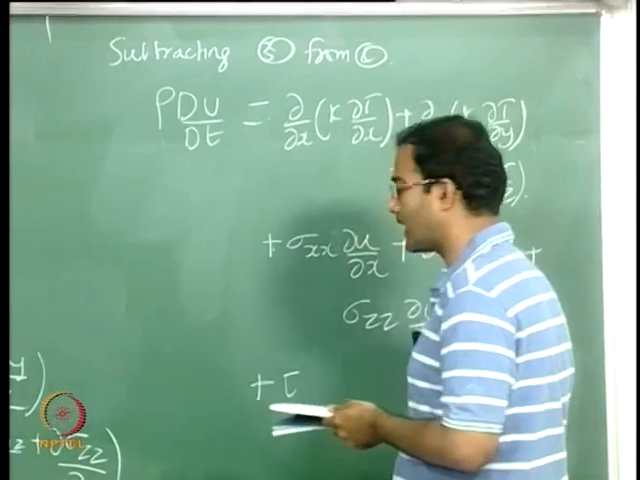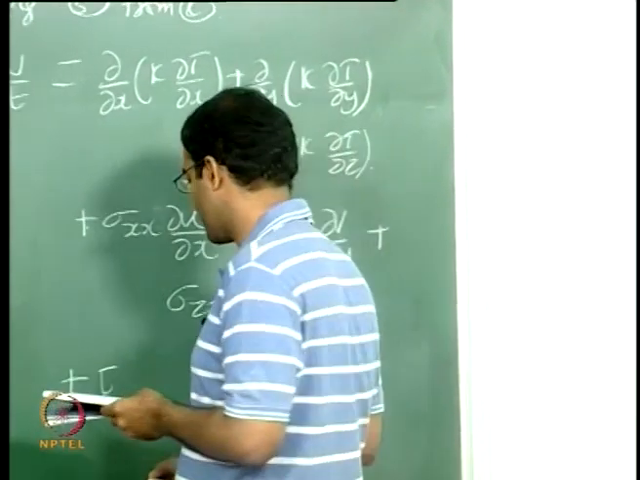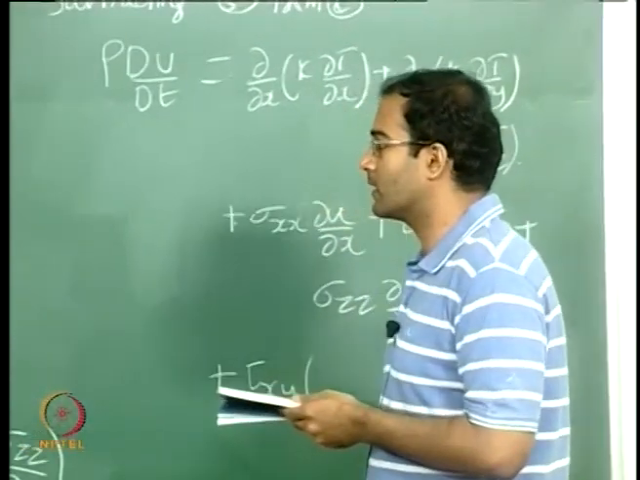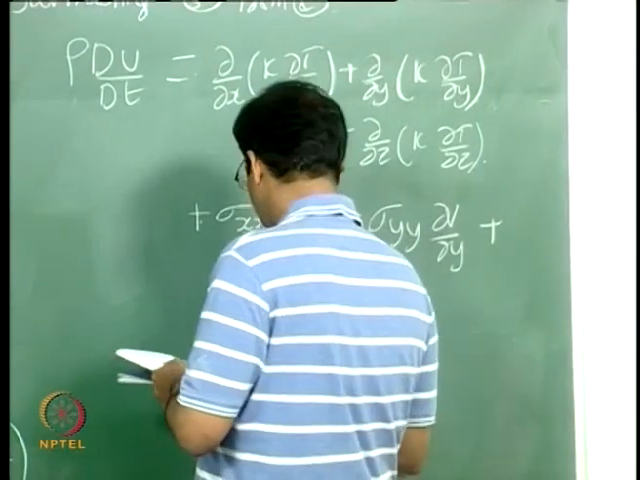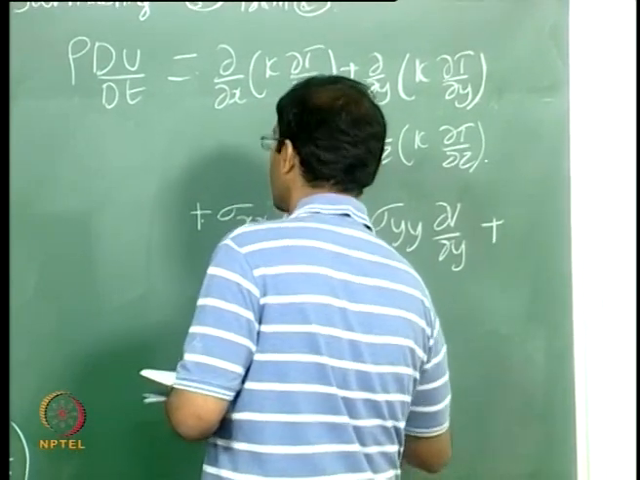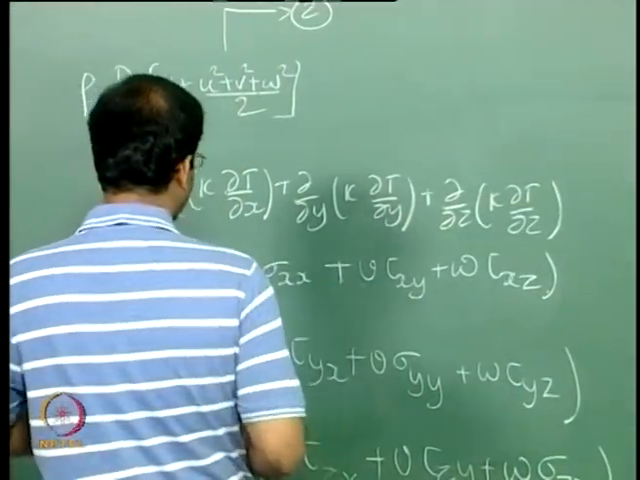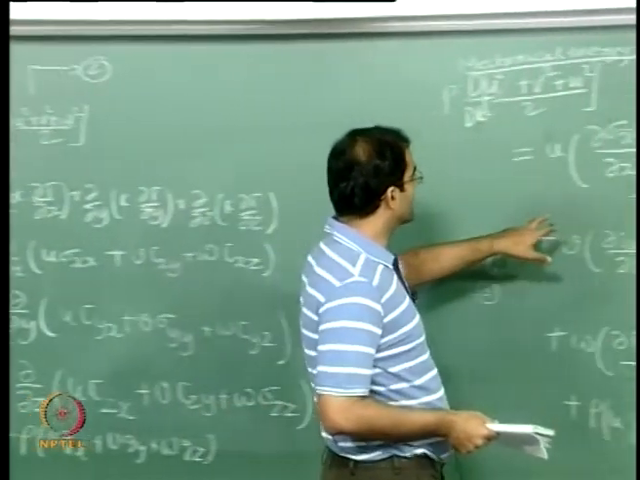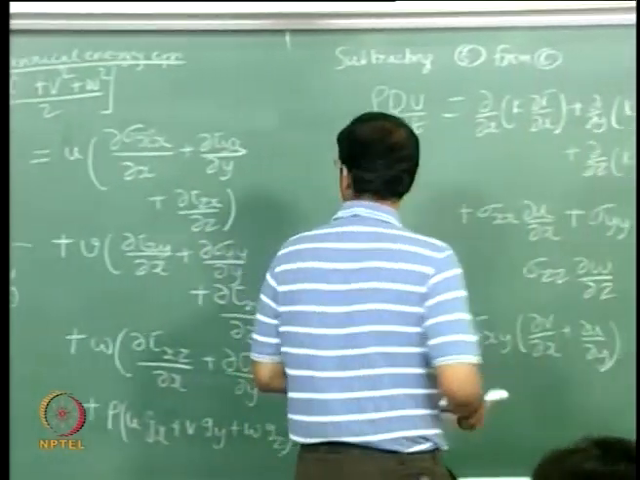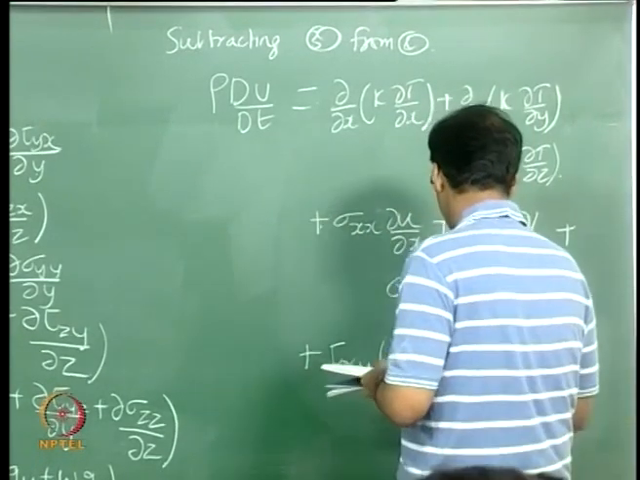I am also using the fact that tau yx is equal to tau xy, tau yz is equal to tau zy, and tau xz is equal to tau zx. If I use that, I can combine tau yx and tau xy terms together, and that will be dv by dx plus du by dy, because if you look at tau xy here, this will be dv by dx and this will be du by dy. So these two terms can be combined together, and tau xy is equal to tau yx.